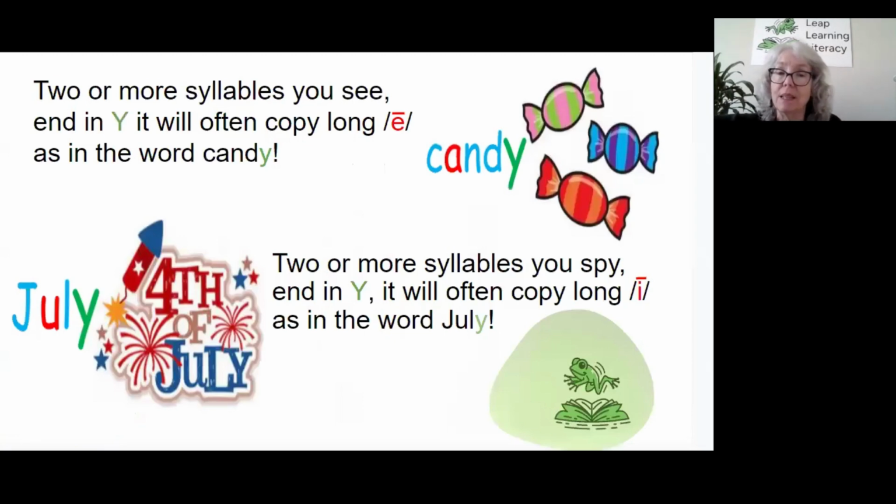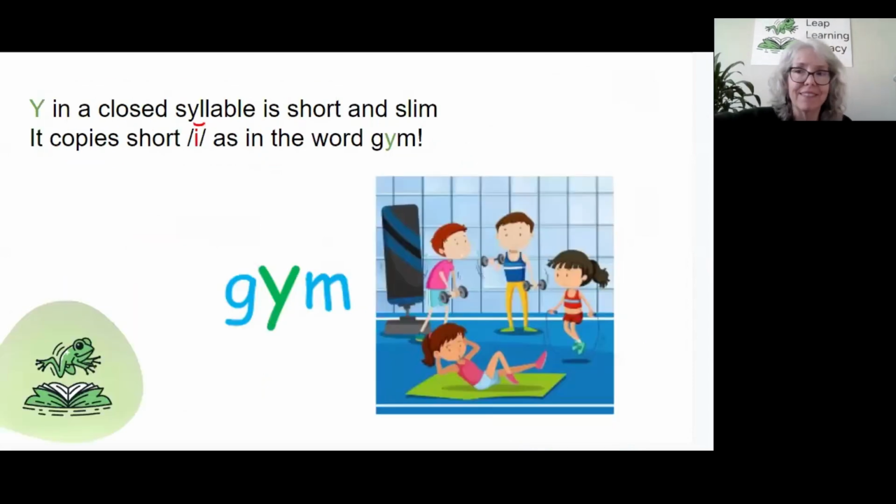Well, these words aren't one syllable, and let's see what's happening. Two or more syllables, you see, end in a Y. It will often copy long E, as in the word candy. Here's another word with two syllables. Two or more syllables, I spy, and in Y, it will often copy long I, as in the word July. You hear that the Y at the end of candy says E, long vowel, and at the end of July says I, long vowel sound. But they're the long vowels, of course, of E and I.